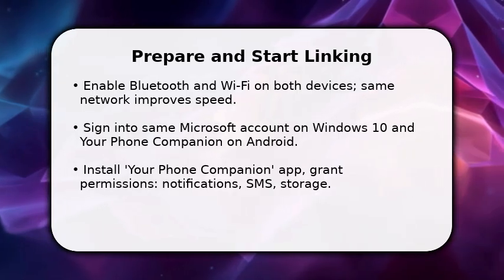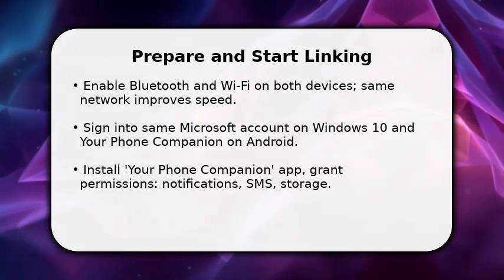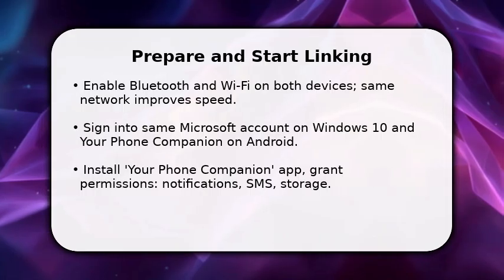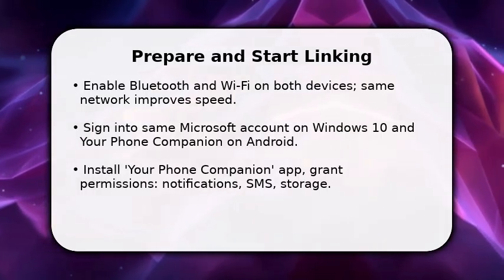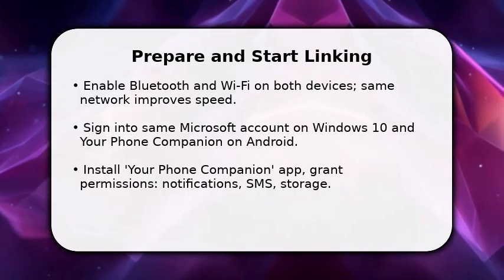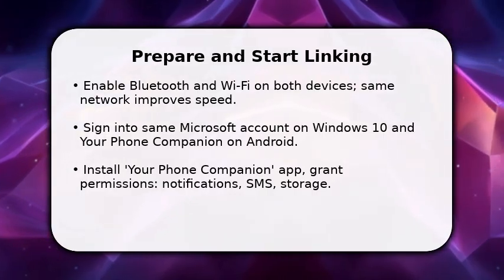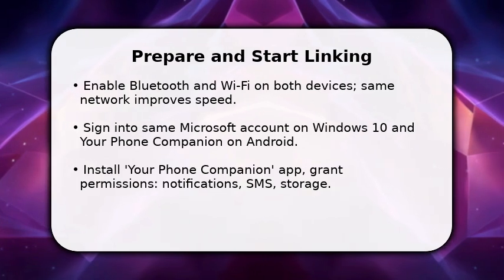On Android, install your phone companion and grant permissions for calls, SMS, notifications, and storage so the link can access content. Once done, click Add a Phone on Windows and follow the QR or sign-in prompts to start pairing. This creates the secure bridge needed for sync.